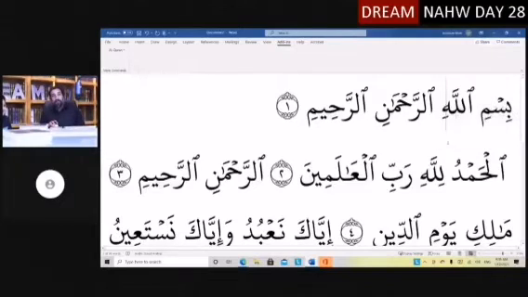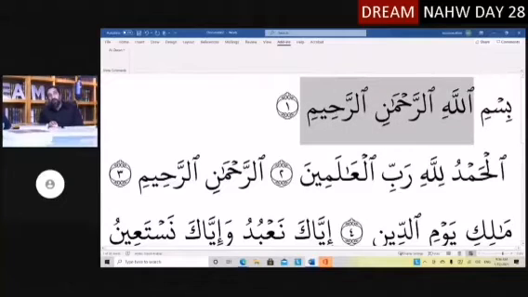Okay, so Ismillahi, Mudaf and Mudaf ilayh is correct. B is connected to Ismi. Ismi is the Mudaf, and the word Allahi, Lafdh al-Jalala, is the Mudaf ilayh. And then Ar-Rahmani, Ar-Rahimi have the same four properties as the word Allah, so they become Sifa number one and Sifa number two.